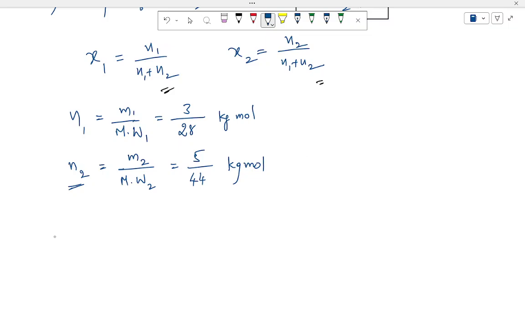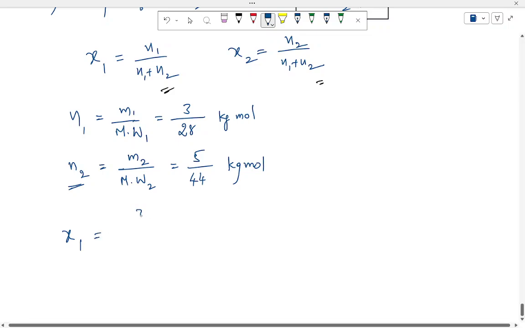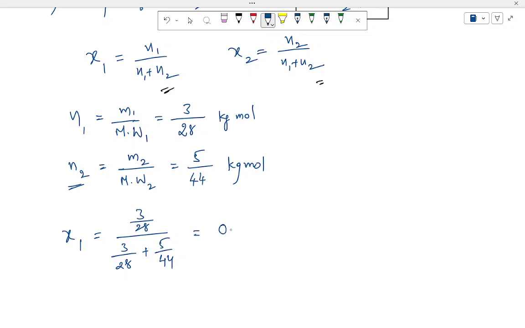And now you can find out the x1 value. The x1 value is nothing but 3 by 28 in the numerator, divided by 3 by 28 plus 5 by 44. That will give you a value of 0.485, which is the value of x1 he is asking you to find. So we are able to find the value of x1, 0.485.